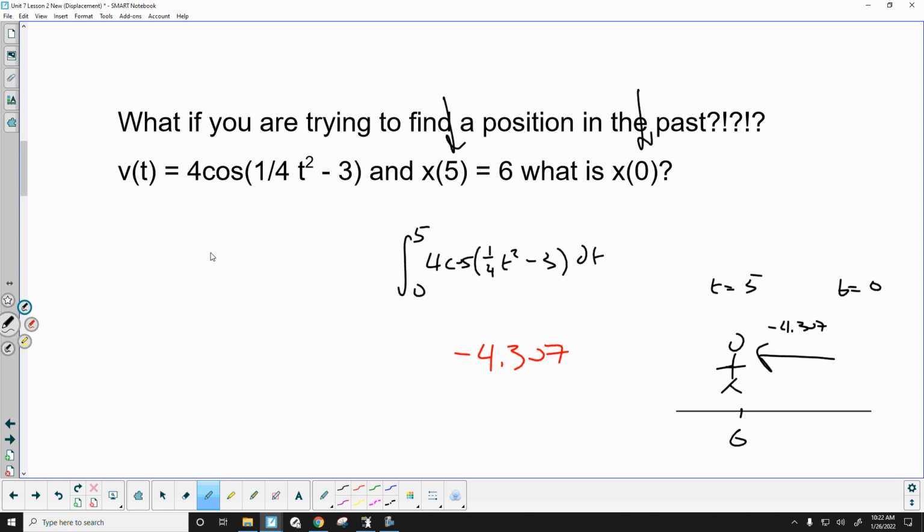It's the same as starting with my new kind of equation. My unknown in the future equals my known in the past plus my displacement. But what do I have? 6 equals x of 0, I don't know, plus negative 4.307. Add 4.307 to both sides, just like you suspected.